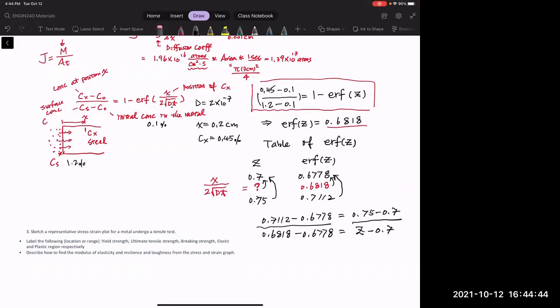Okay, I'm not going to spend time to show you how to solve this, but if you solve this, you're going to get 0.7060. Which means if you put 0.7066, then you get the value of the ERF function to be 0.6818. And that means this one is going to be 0.7060. And then what do we do? Well, then you put x equal to 0.2, and you put D as 2 times 10 to the negative 7. You solve for t.